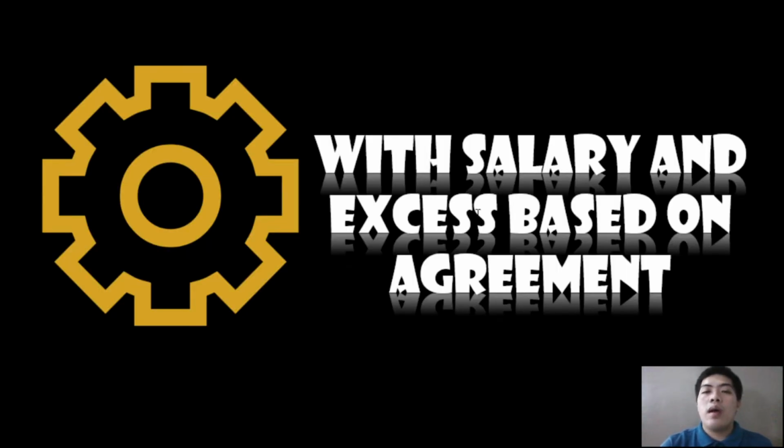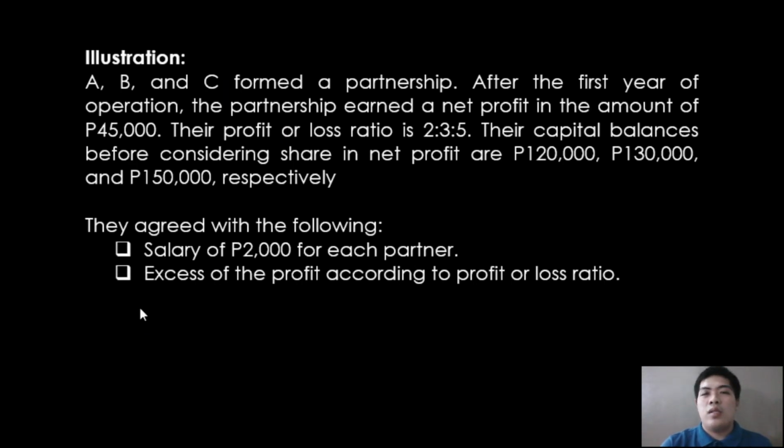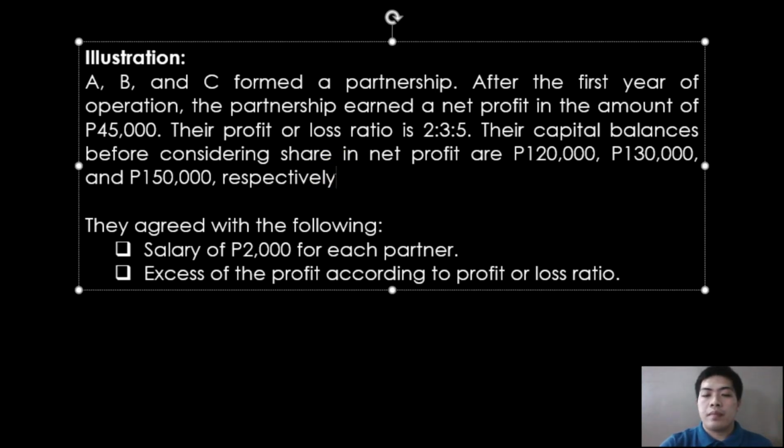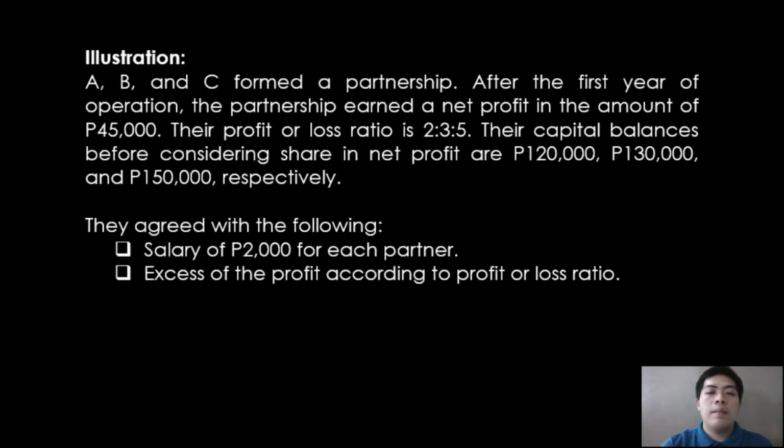Next, we have with salary and excess based on the agreement. Okay. So, meron against silang profit, si A, B, and C. May profit sila na 45,000. They agree for a profit or loss of 2:3:5 or 20%, 30%, 50%. Then yung capital balance nila, we have 120,000, we have 130,000, and 150,000 respectively. They agreed with the following. Okay? Salary of 2,000 for each partner, then the excess of profit according to the profit or loss ratio.